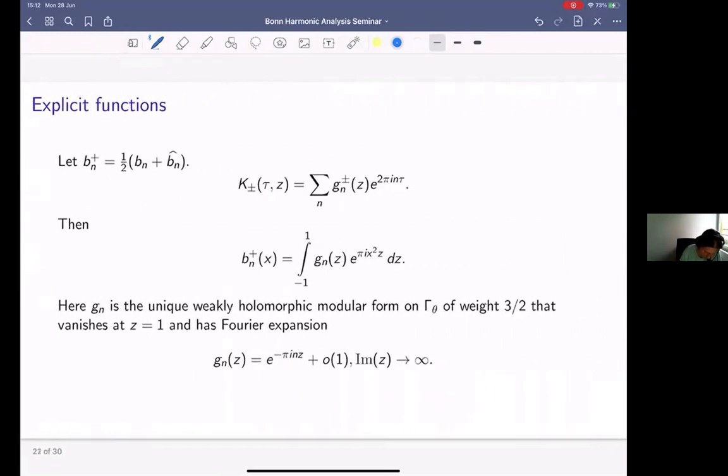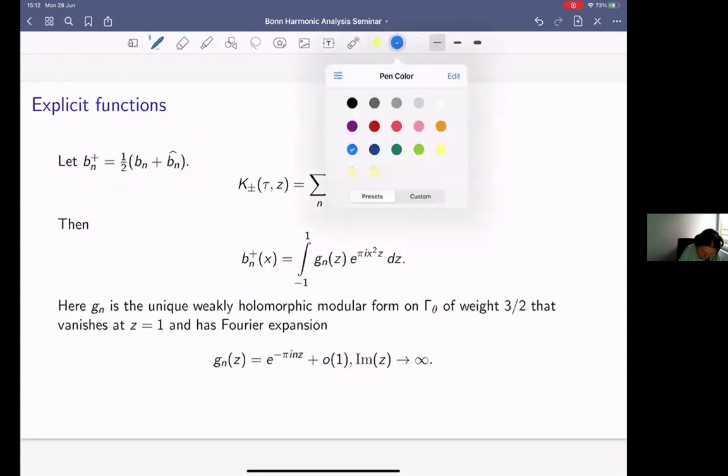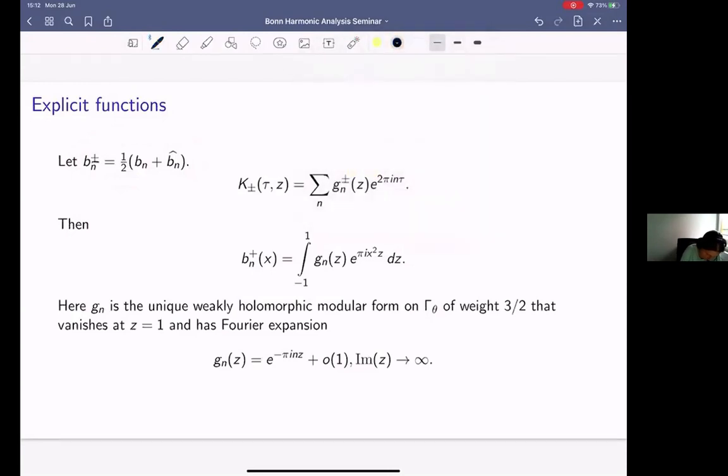As written before, we have chosen only one sign here, either plus or minus, mainly for simplicity. And so now what we can do is take the corresponding kernel K and take its Fourier expansion with respect to the variable tau.